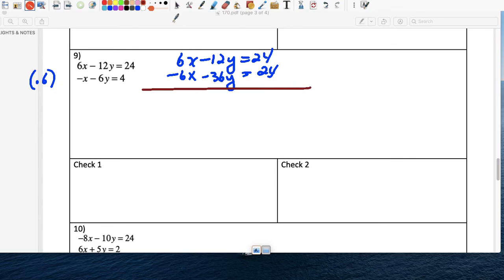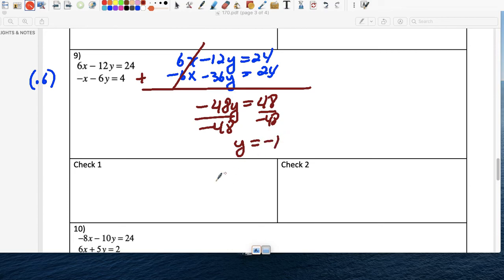Now, like I was talking to you before, I have my x's where one is 6x and the other is minus 6x. So I want to add these two. 6x plus negative 6x goes away. Negative 12y plus negative 36y is negative 48y. And 24 plus 24 is 48. Divide both sides by negative 48. And y equals negative 1.